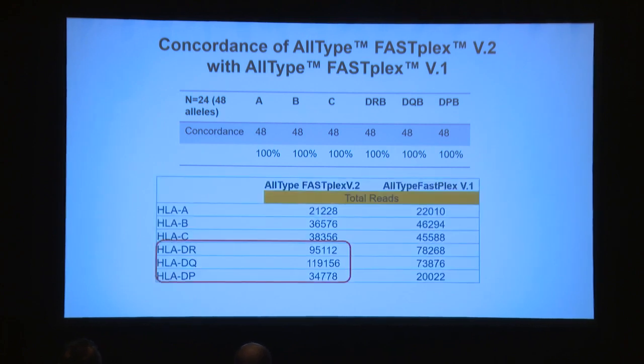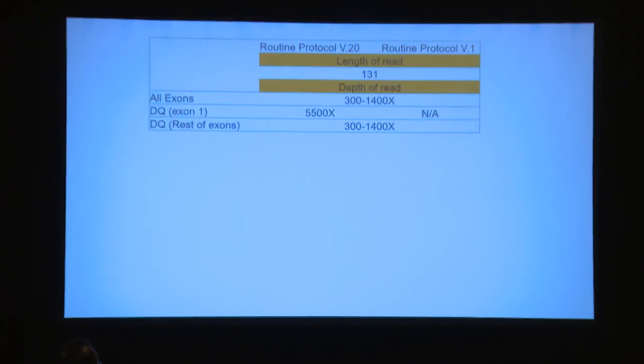We just noticed that comparing version 2 to version 1, the total number of reads on the DR, DQ, and DP loci was significantly higher in version 2. So I'm assuming this is because of the addition of exon 1. And when we looked at the length of the read, it was mostly the same. Depth of the read was mostly the same between most of the loci except the DQ.